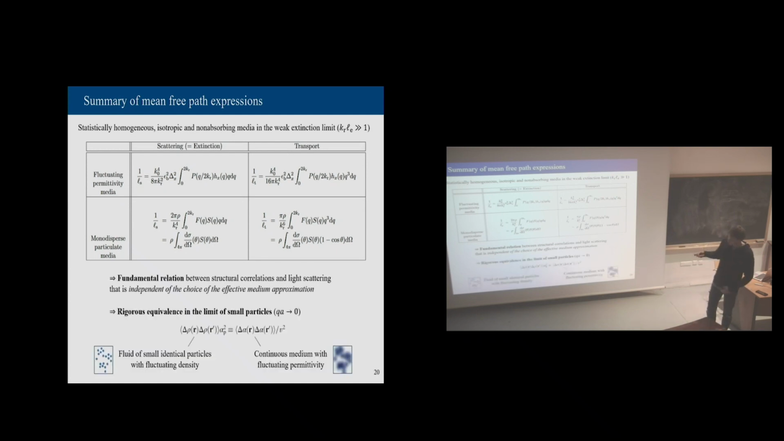And it's interesting also because we obtained two results for Maxwell-Garnett, for particles and also for permittivity fluctuations. And actually, you have an equivalence that is rigorous in the limit of small particles, namely that for a fluid of small identical particles with a fluctuating density, the correlation of the fluctuation of the density here is equivalent to a fluctuation of the local polarizability in a continuous medium with fluctuating permittivity. And this is the reason why the results of Einstein and Rayleigh were exactly the same, actually, although they were using different approaches.